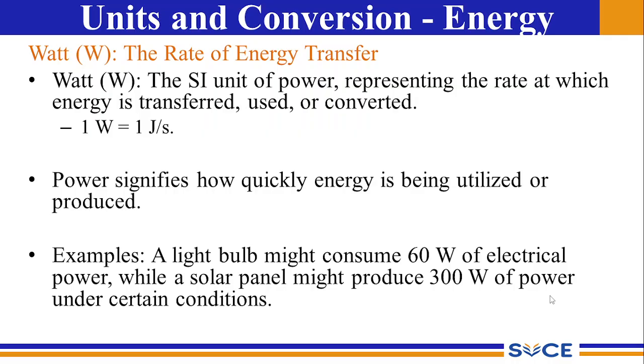Now, again, we are going back into our system. So we have watt, which represents the rate at which energy is transferred, used, or converted. So power signifies how quickly energy is being utilized or produced. So these are some of the examples in which it is represented. A light bulb may consume 60 watt of power, while a solar panel might produce 300 watt of power under certain conditions.